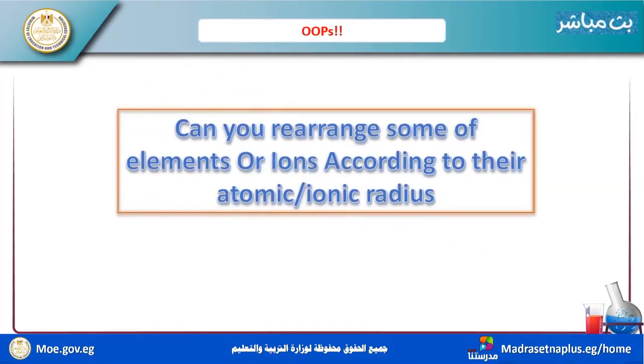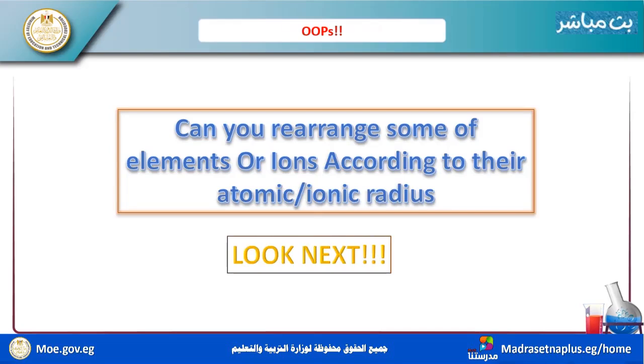Can you rearrange some elements or ions according to the atomic or ionic radius? Of course, yes, because I can make the electronic configuration of these ions or atoms, and we can grade them according to the periodic table, according to the rule I teach now. Now I am a student, I learn about the gradation, so I can rearrange any atoms or ions according to their radius. Okay, follow the next slides here.